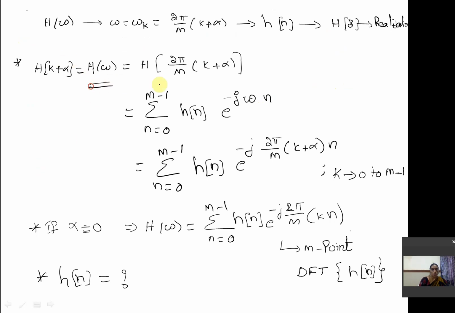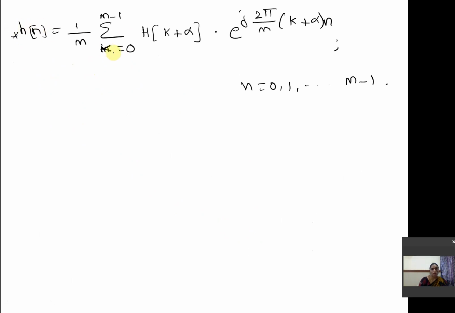So now here if you see this, what is that? H of omega is nothing but this one. It is also simply rewritten as H of k plus alpha. You may use this one or this one, right? So here I am using this one. Okay, right? H of k plus alpha. Now the inverse Fourier transform of H of omega or H of k plus alpha is h of n. Okay, so that's why I have written like this.